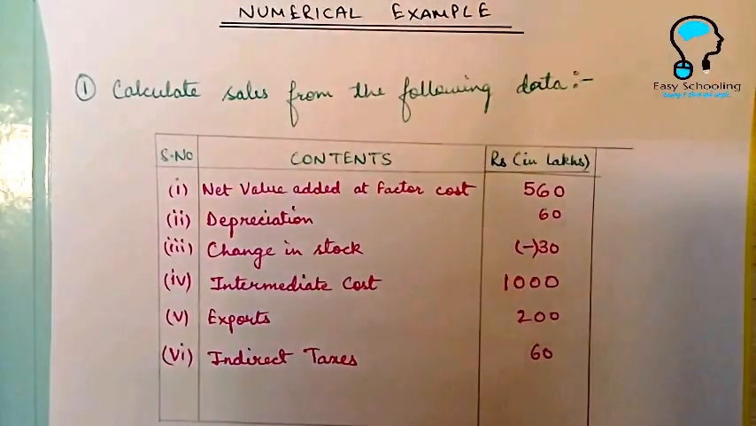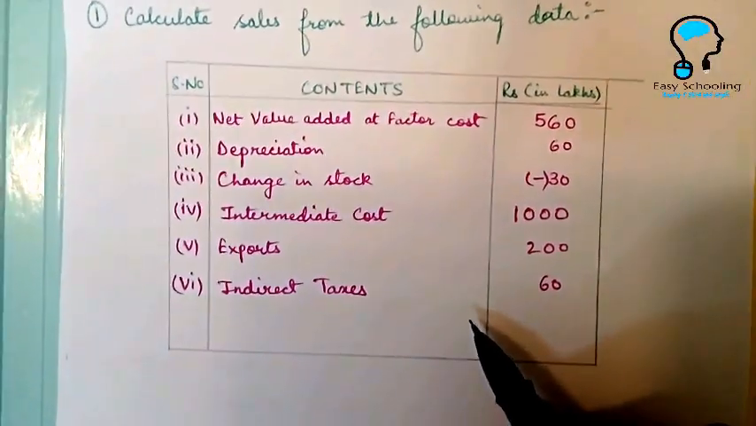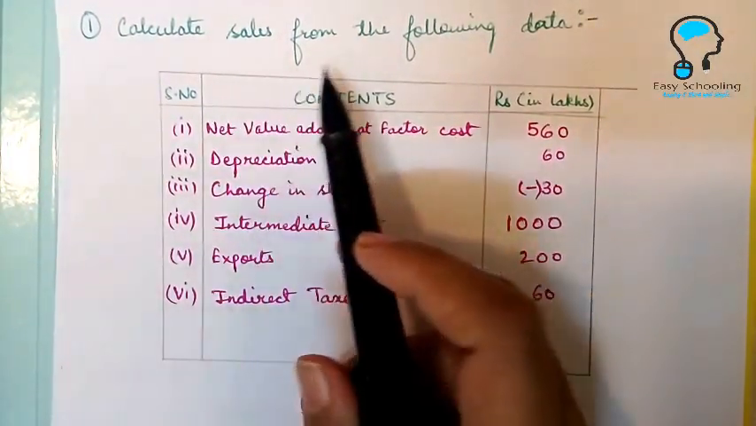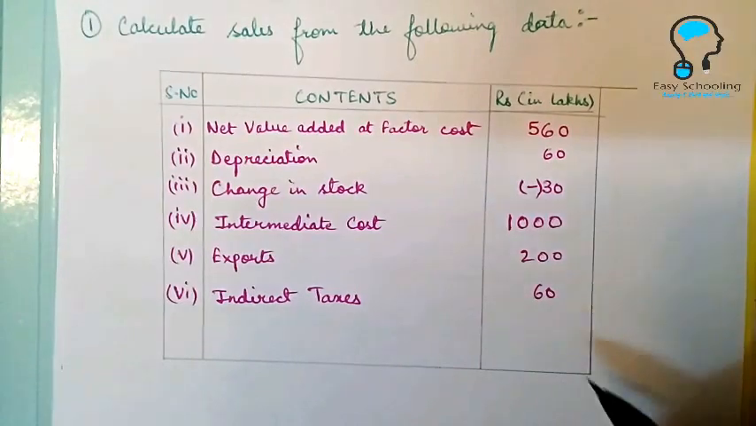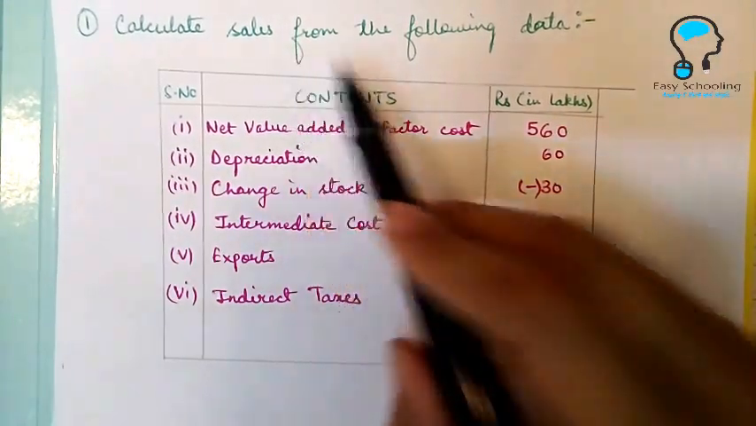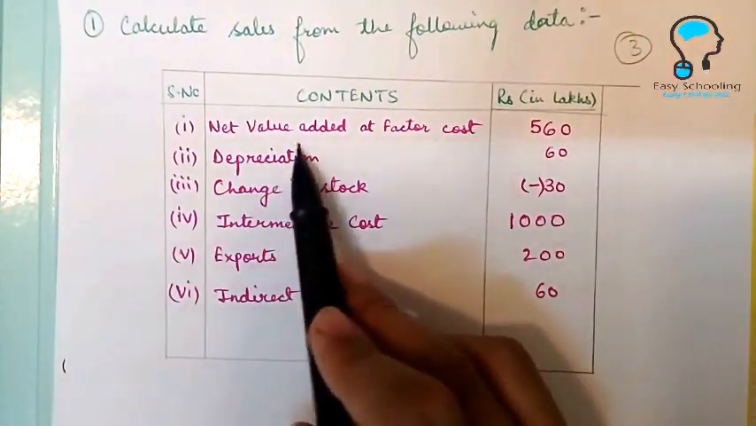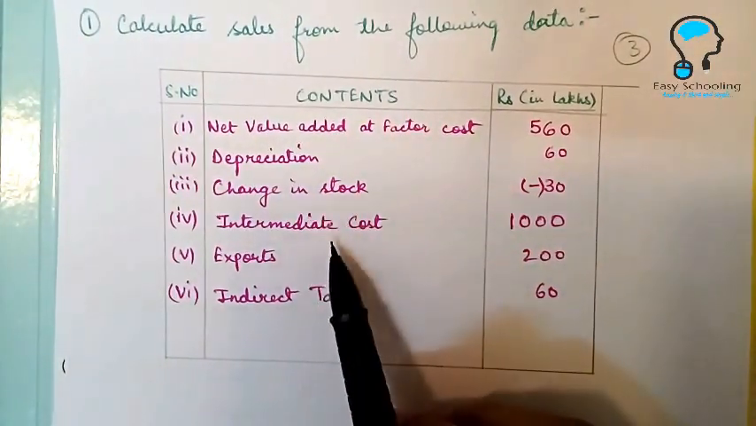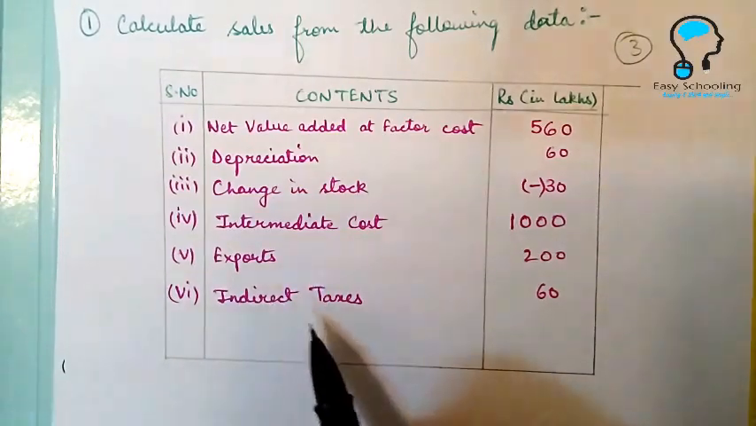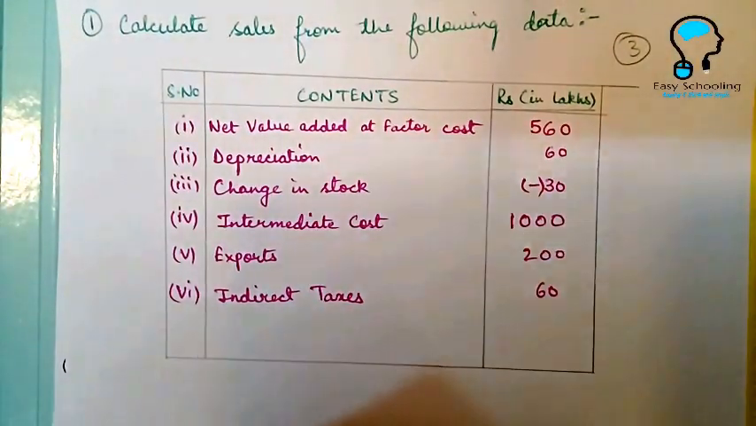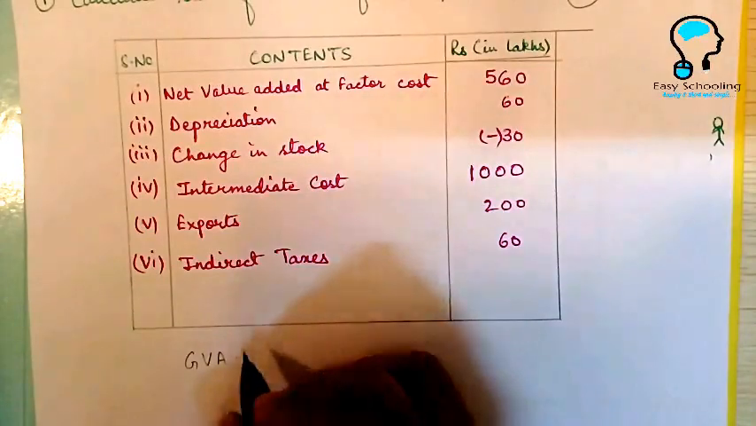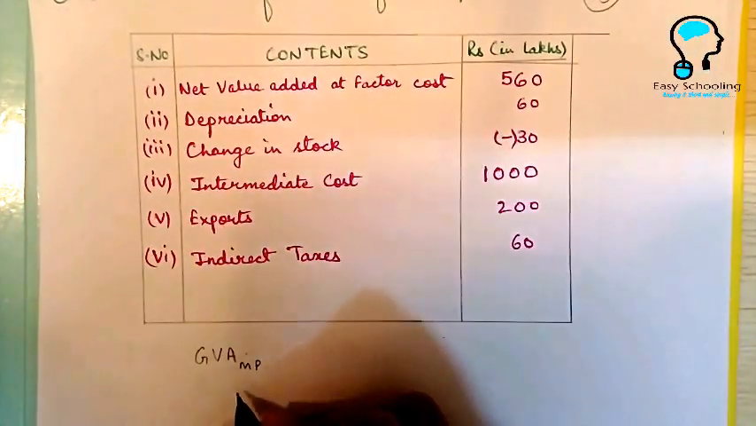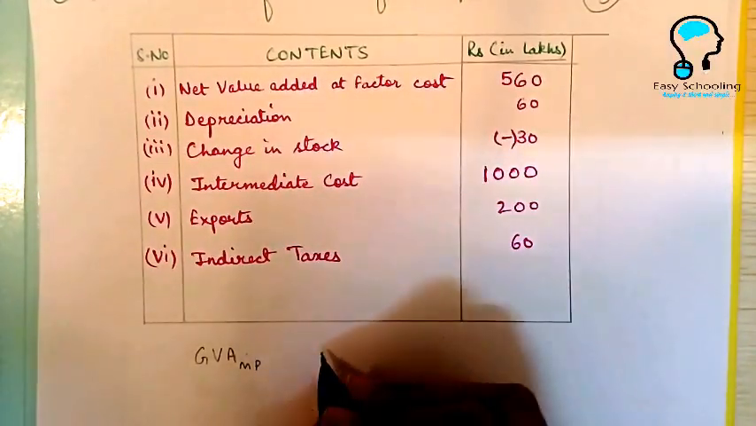Now we are going to solve one numerical by the value added method. In this question, what are we supposed to do? We are supposed to calculate sales from the following data. They have not asked GDP or NNP, they have asked sales from the data. Net value added at factor cost is given to us, along with depreciation, change in stock, intermediate cost, exports, and indirect taxes. What are we going to do? First step is that we need to calculate GVAMP. If we have GVAMP, we will be able to calculate sales.